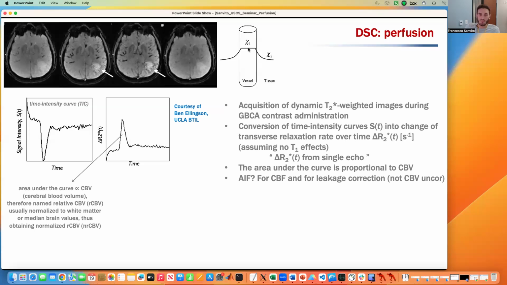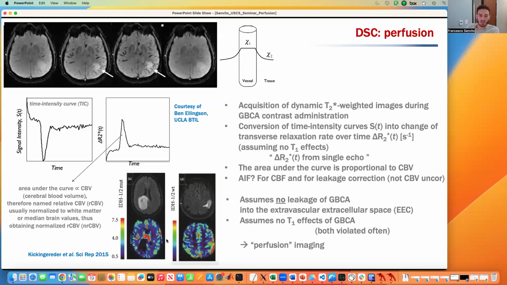So if the, well, let's leave it as it is for now. So in order to do a DSC perfusion analysis and get ultimately to CBV, we convert this signal intensity, so this time intensity curve, into delta R2 star over time, so the change in transverse relaxation time, which assumes no T1 effects. We'll get to that in a second. And then so this is delta R2 star over time, and then the area under the curve of this spike is proportional to CBV. We'll get to that in a second too, and we'll explain that better.